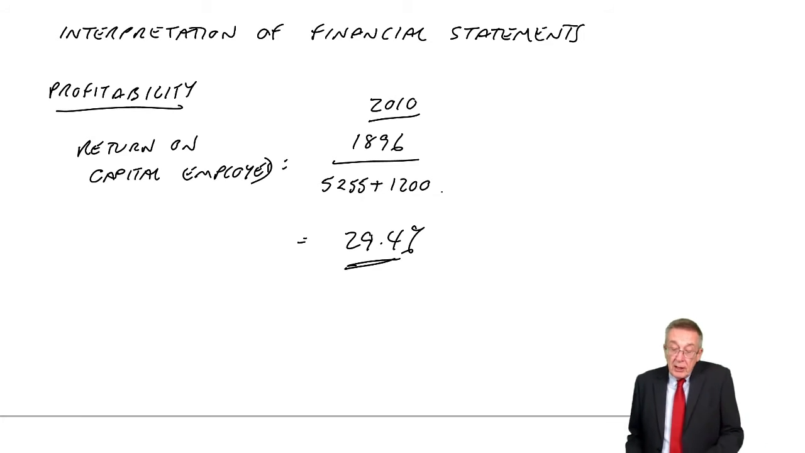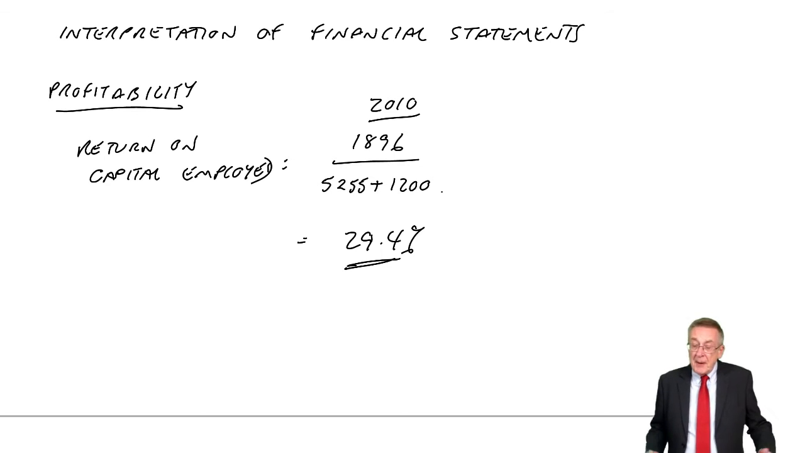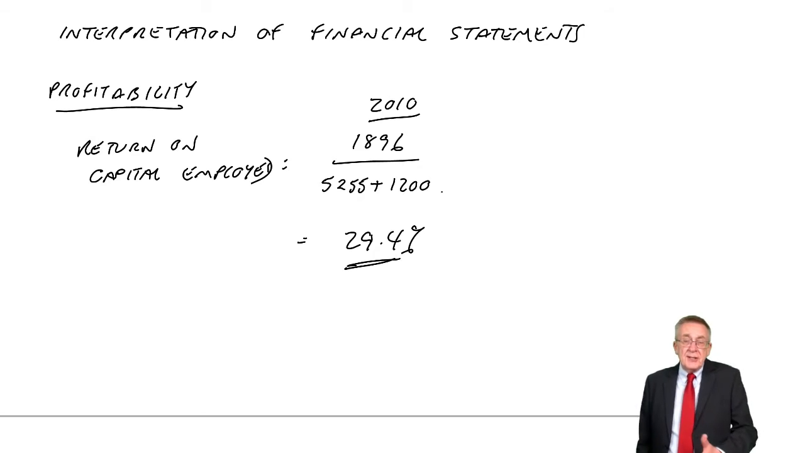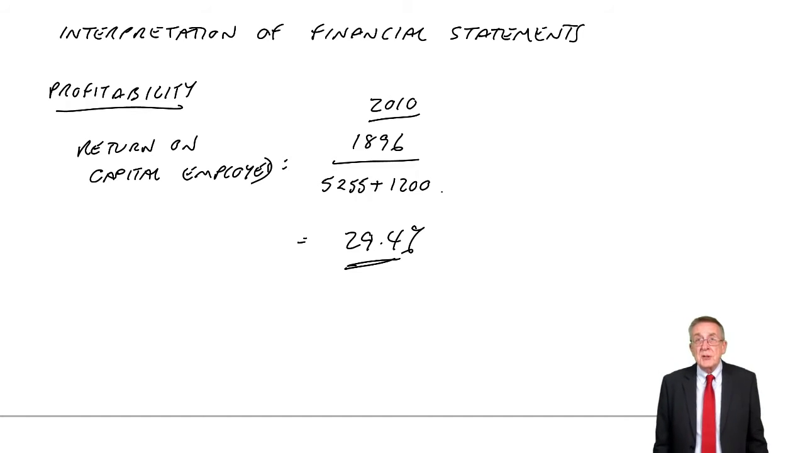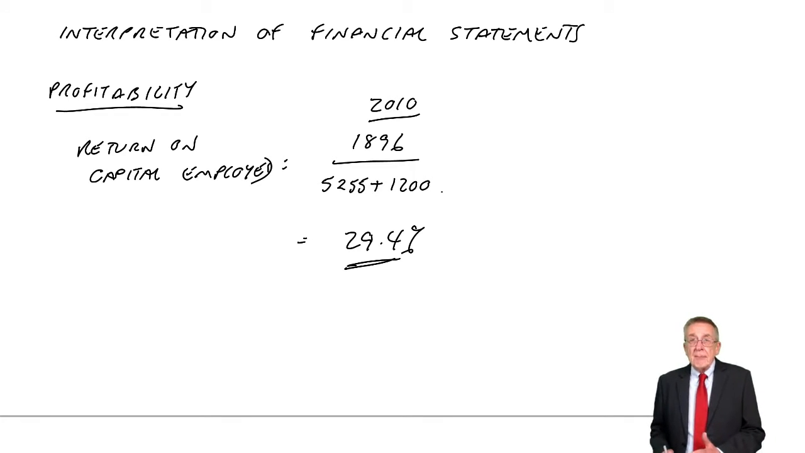Now, of course, I can't say whether that's good or bad. It depends so much on the type of the business. And you'll see that this is the same for most of the ratios we're going to look at. You can't say 29% is good or bad.